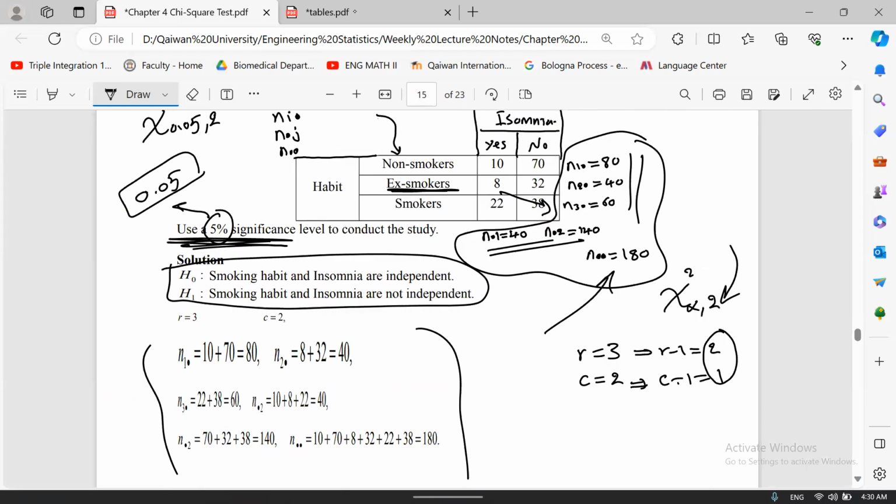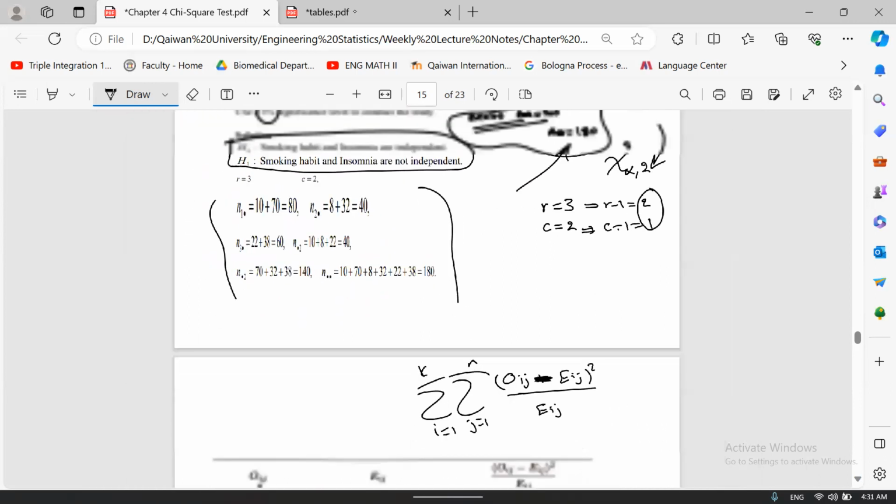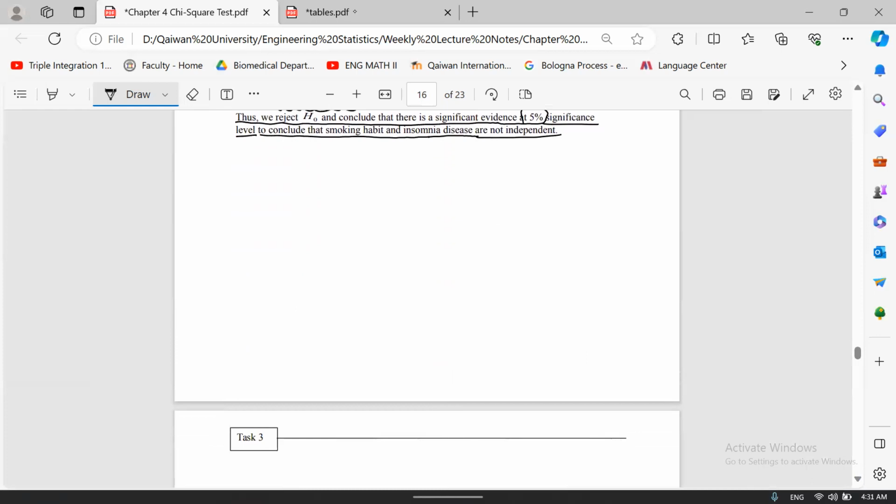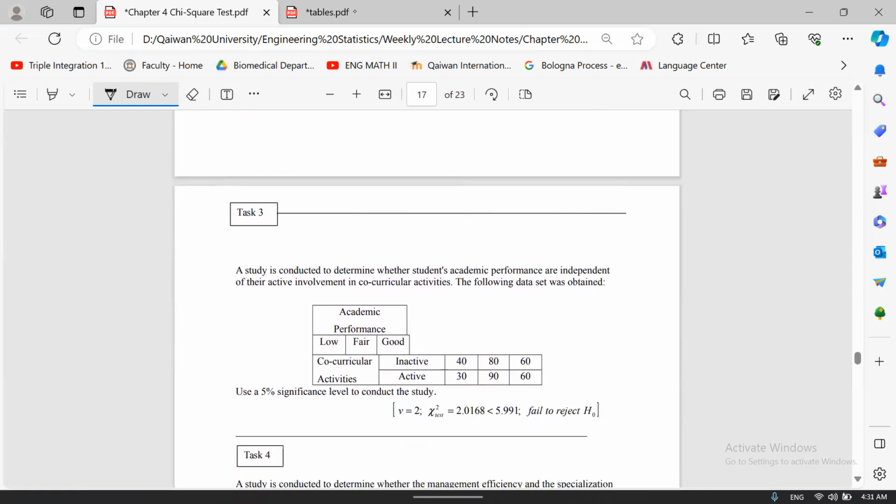That is the significance level, you should know that's alpha. I need to write it down as a decimal number, then calculate the value from the table.